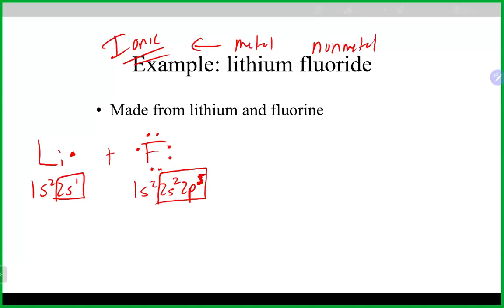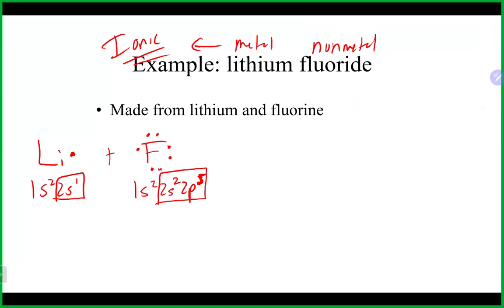Basically, because of our periodic trends, our metal is going to want to give away its electron. Our nonmetal is definitely going to want to accept this electron. What we're going to have here is actually a transfer of that electron from the lithium to the fluorine. The result is we now get things with charges. Our lithium will now become +1 as it has lost an electron.